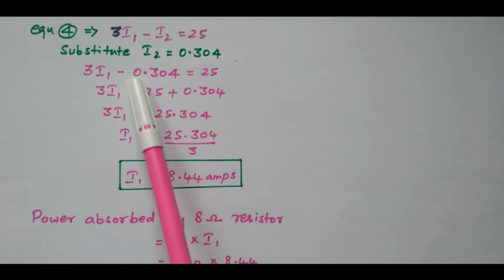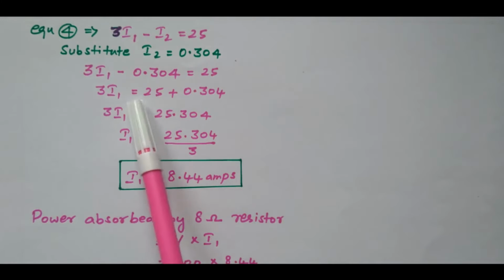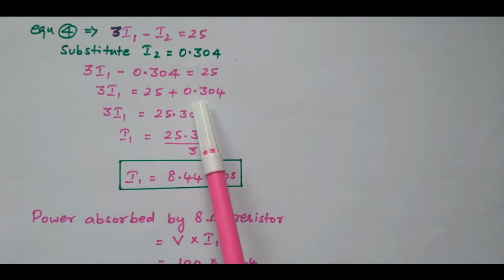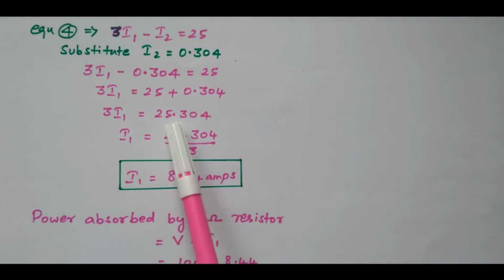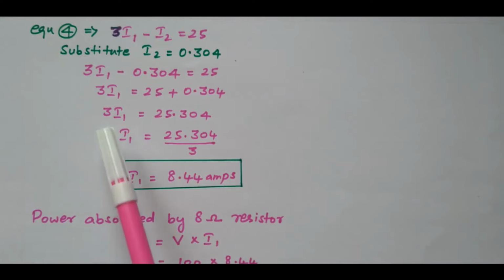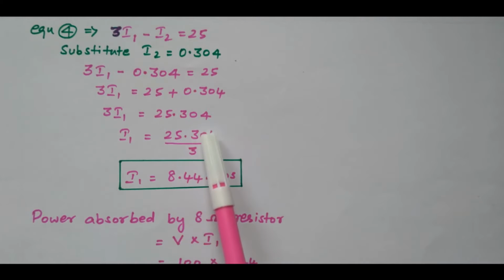Bring this minus 0.304 to the right hand side. So 3I1 equal to 25 plus 0.304. By adding these two, 25.304. So 3I1 equal to 25.304. So I1 equal to 25.304 divided by 3. By simplifying, we got 8.44 amperes. So the I1 current is 8.44 ampere.